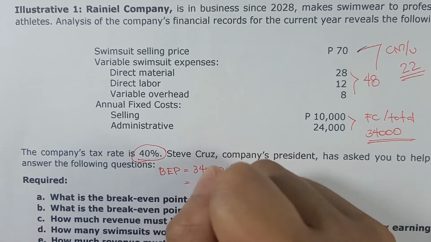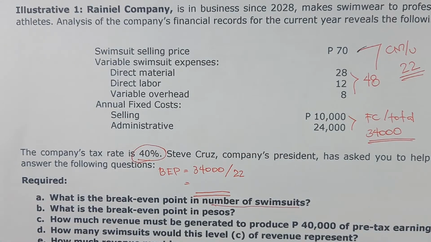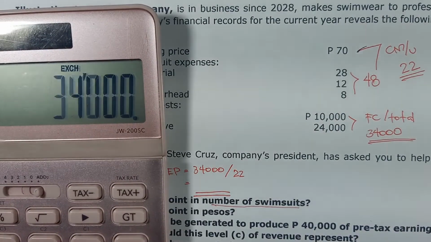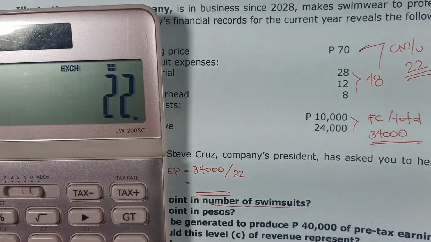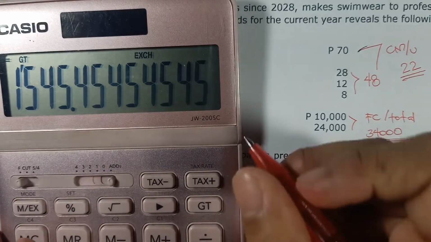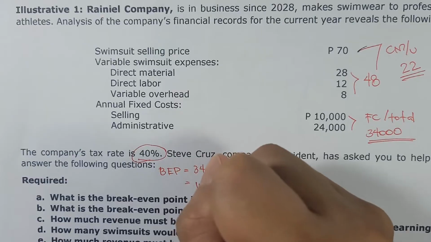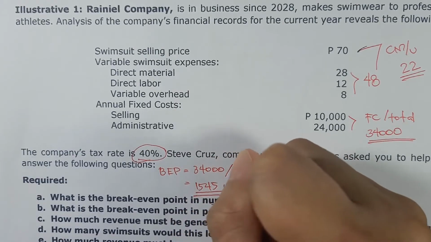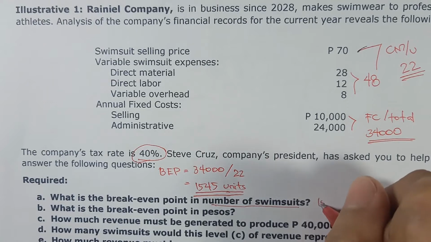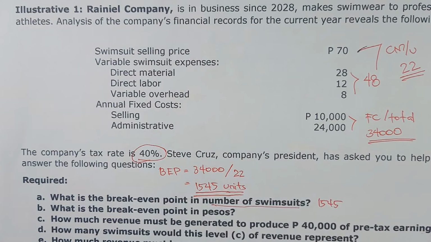So, ilang units ang kailangan nating mabenta para walang lumabas na profit at wala ring lumabas na loss? That's equal to 34,000 divided by 22, or this is equal to 1,545 units. Again, this is equal to 1,545 units. So, requirement number 1, 1,545 is our final answer.